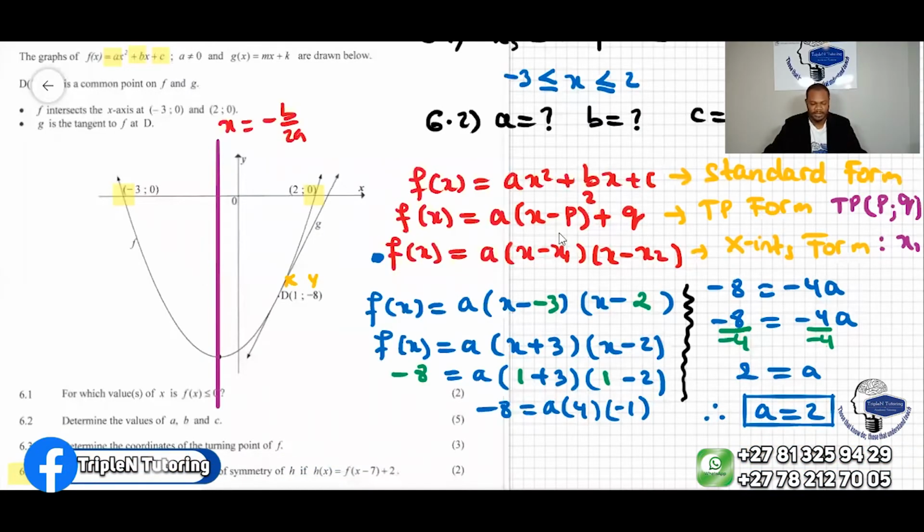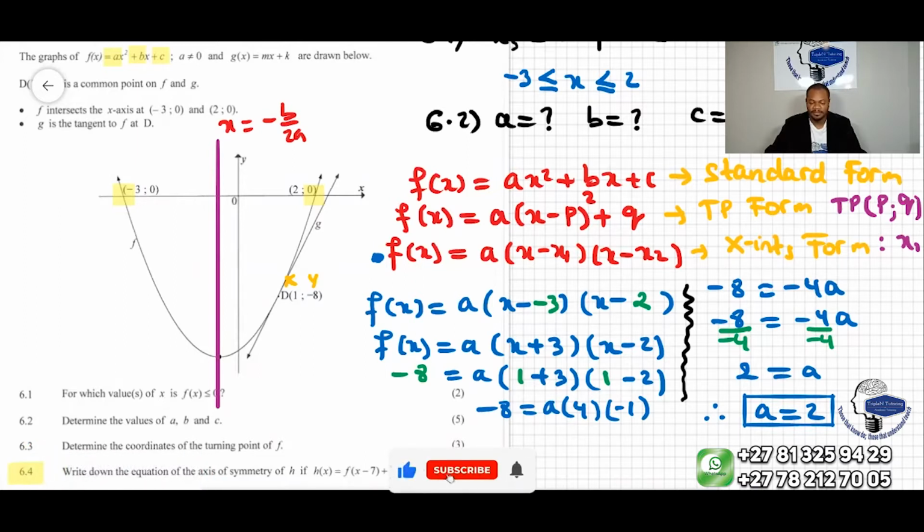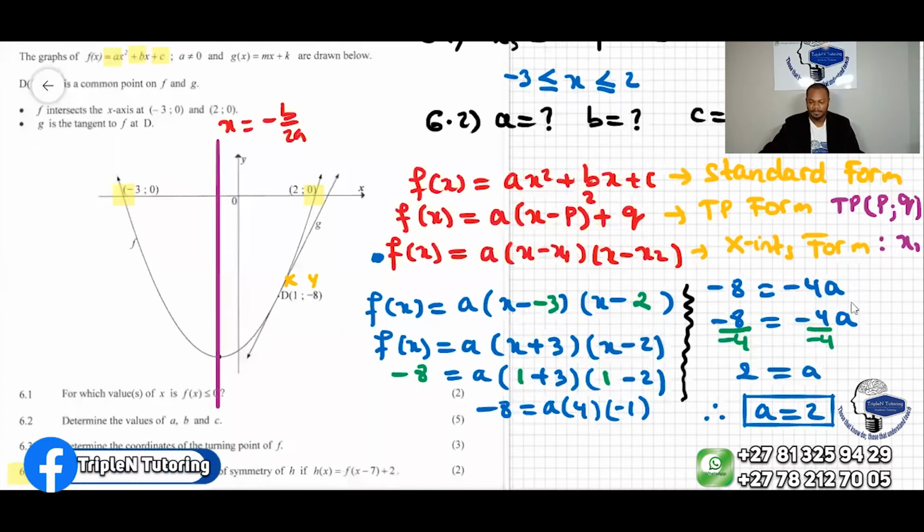The question says 6.4: write down the equation of the axis of symmetry of h if h(x) is equal to f(x minus 7) plus 2. Okay, in this situation, first I'll consider this.